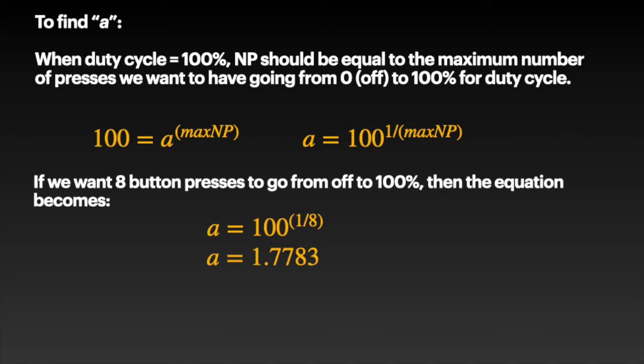So we need to recognize that when the duty cycle is at 100%, we want that to equal the maximum number of presses, the number of requested presses. So with that, the equation then becomes the constant A is equal to 100 raised to 1 over the maximum number of presses.